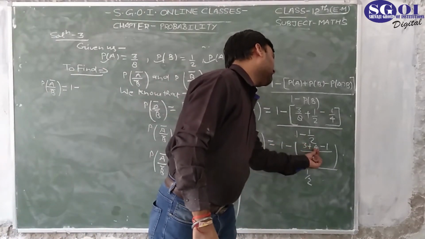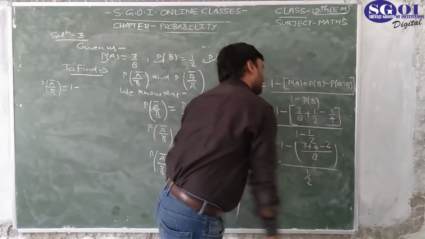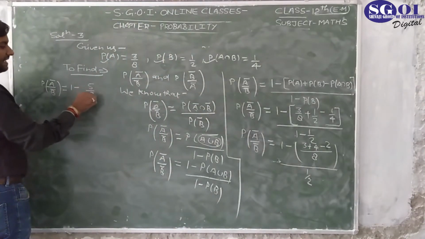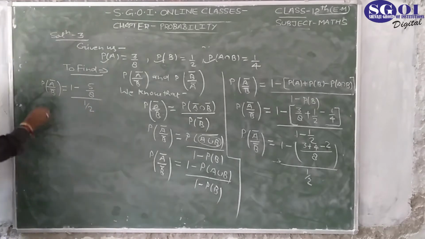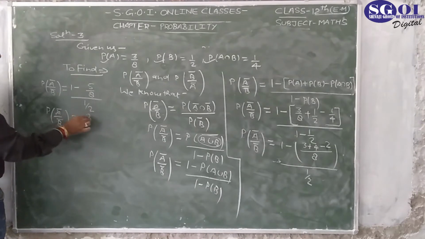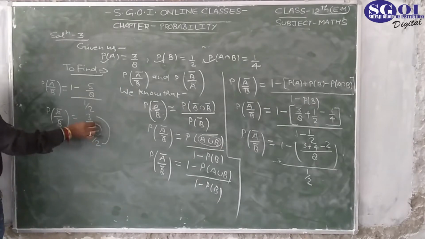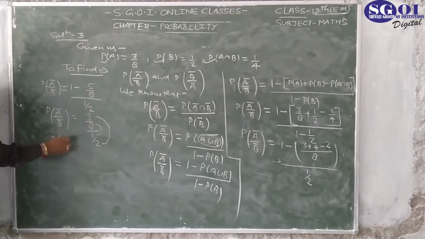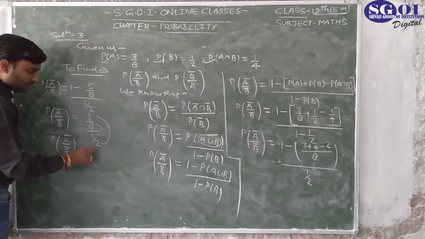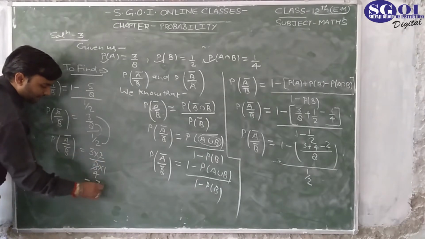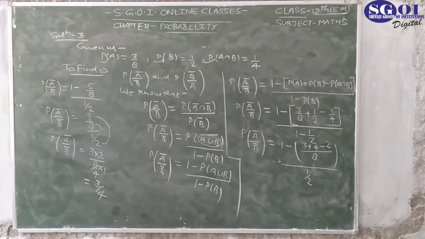So probability of A bar by B bar is equal to 1 minus, this gives us 3 plus 4, 7, and this gives us 2. 3 plus 4 is 7, 7 minus 2 is 5. So 5 by 8 upon 1 by 2. 1 minus 5 by 8 is 3 by 8, divided by 1 by 2. 2 comes in the numerator and 1 comes in the denominator in multiplication. This gives us 3 into 2 upon 8 into 1. That is, the final answer is 3 by 4. This is the answer of probability A bar by B bar.